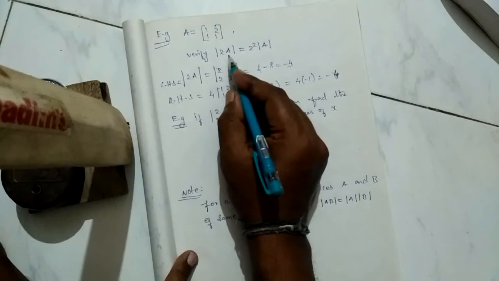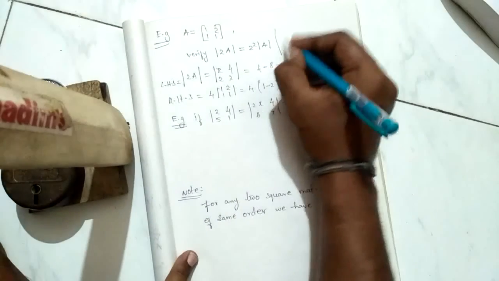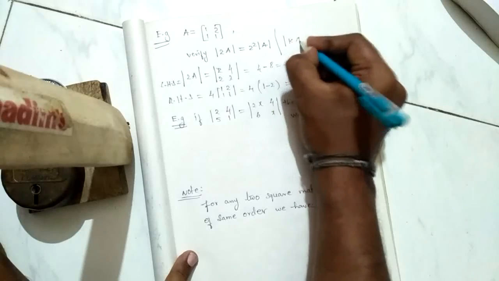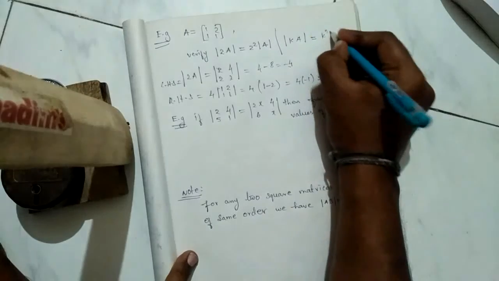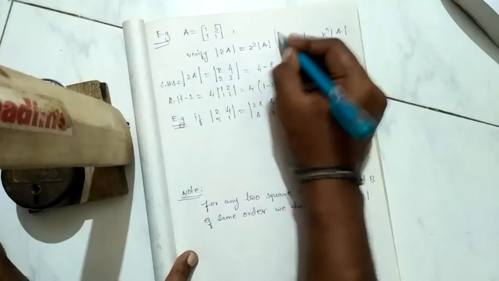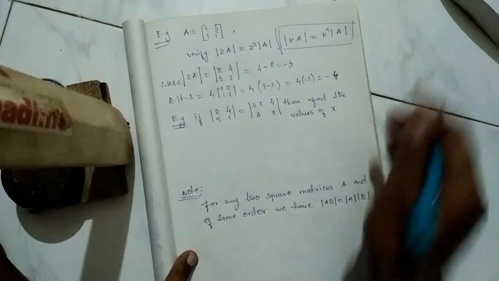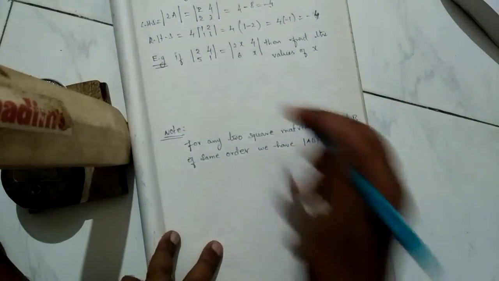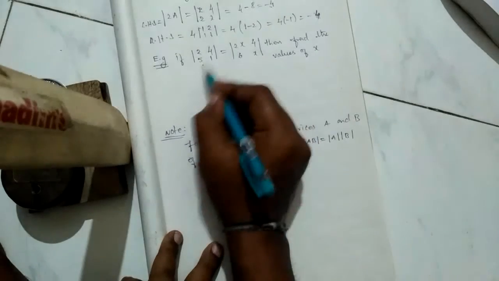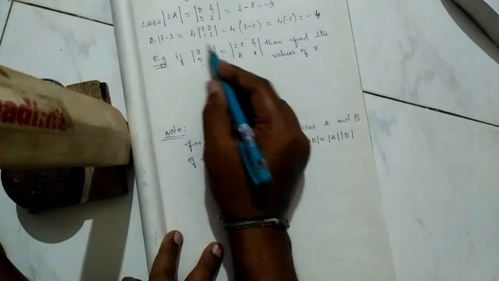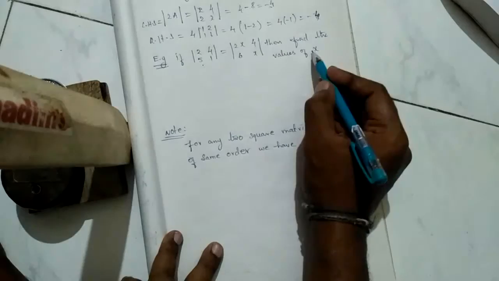Okay, so what we can say is determinant of kA is equal to k power n into determinant of A. It is acceptable. Okay, and next is this problem. Fine, how to find this one? Two determinants are equal, then find the value of x.